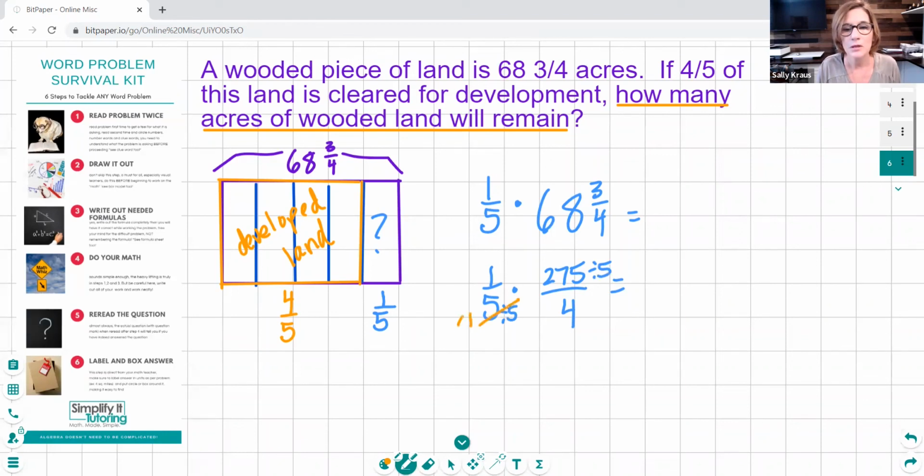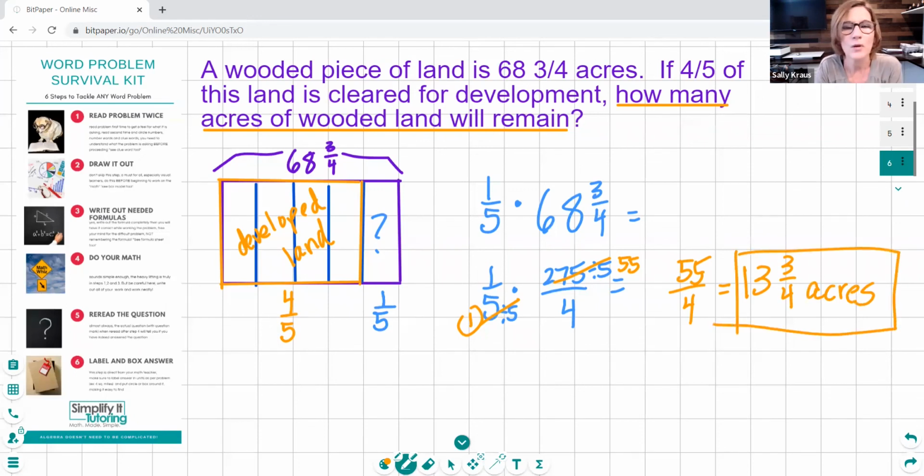This becomes 1. This becomes, when you multiply that out, you get 55 over 4. And you know how to do that. Convert that into a mixed number, and you get 13 3/4. And we need to label it 13 3/4 what? Acres. Box your answer.